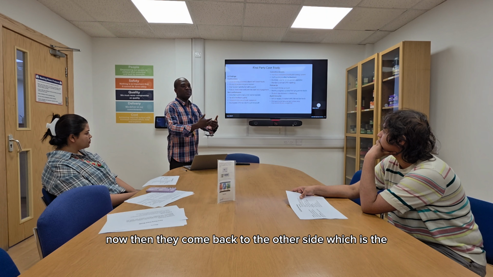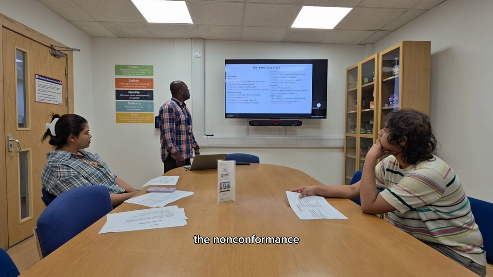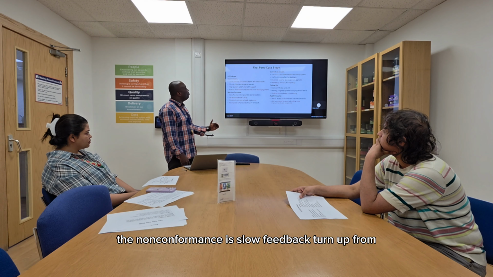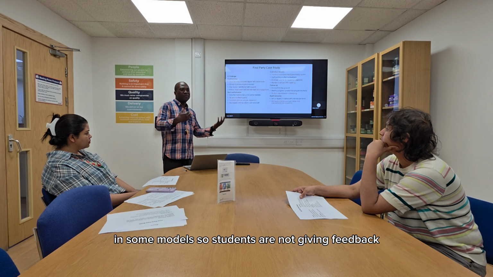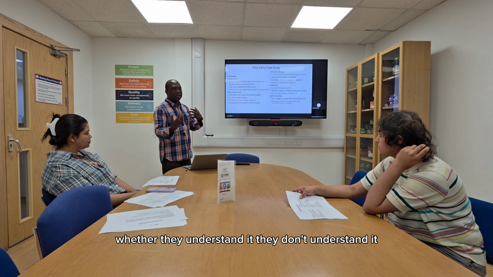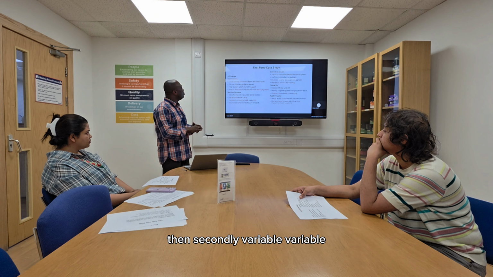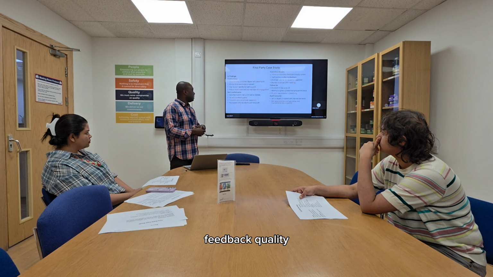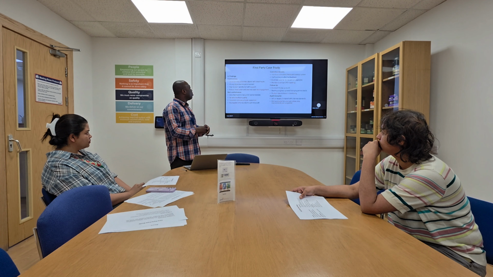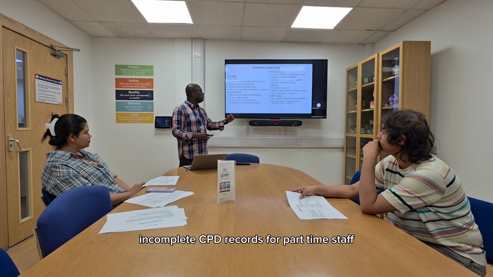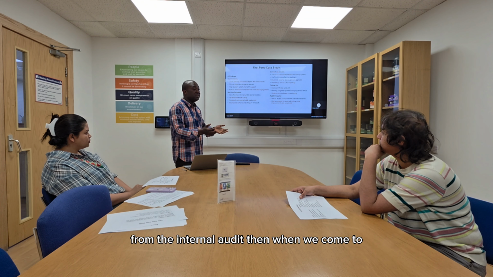Now then they come back to the other side, which is the non-conformance. So the non-conformance is a slow feedback turnaround in some modules. So students are not giving feedback, whether they understand it or they don't understand it. Then secondly, variable feedback quality, outdated cyber security lab equipment, incomplete CPD records for part-time staff. So these are the non-conformances that they read from the internal audit.